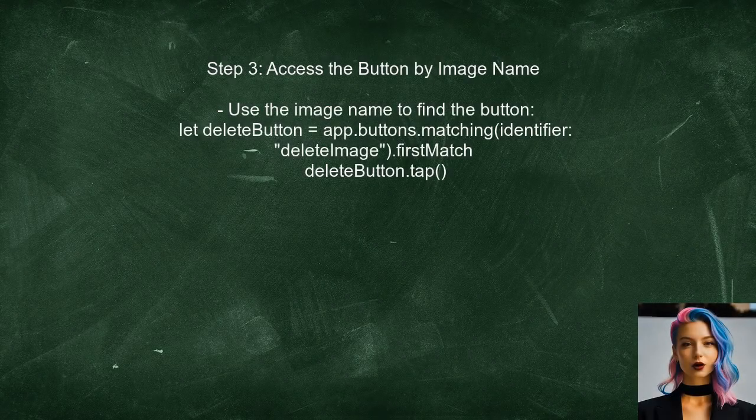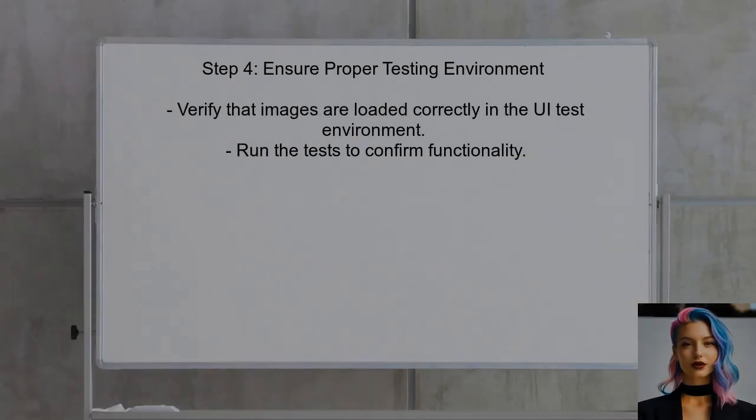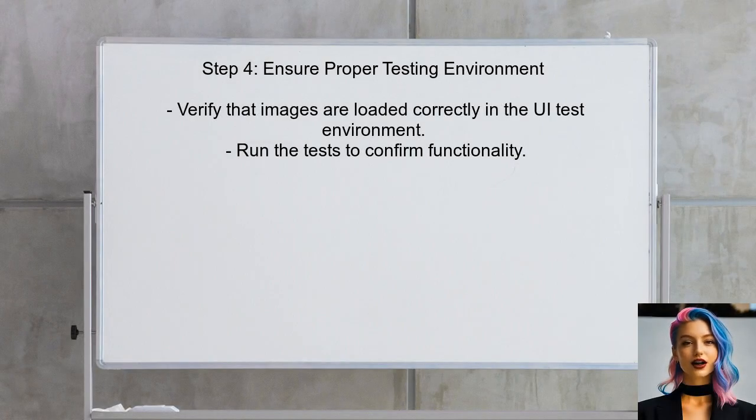If the user cannot modify the code to add an accessibility identifier, they can also use the button's image name to locate it. This is done by accessing the button through its image. Finally, the user should ensure that their UI tests are running in a suitable environment where the images are loaded correctly. This helps avoid any issues during testing.